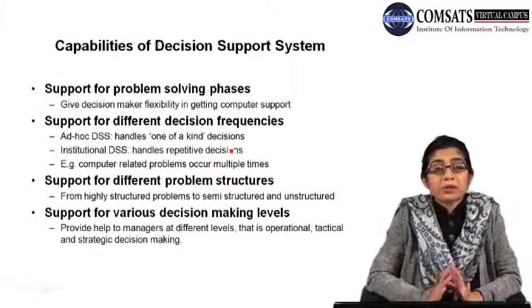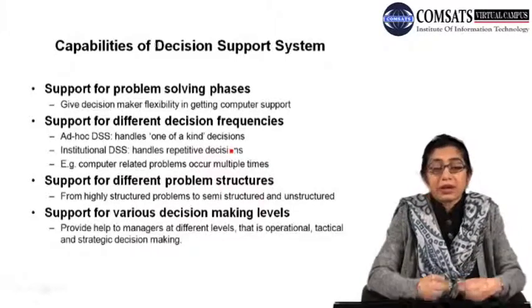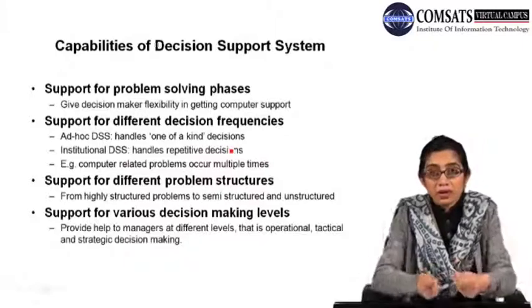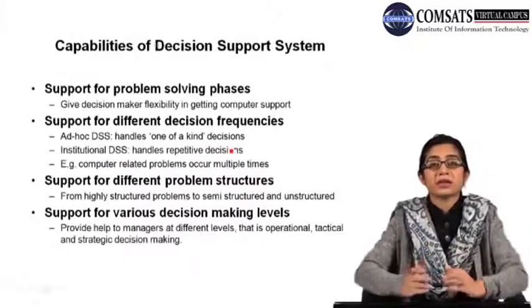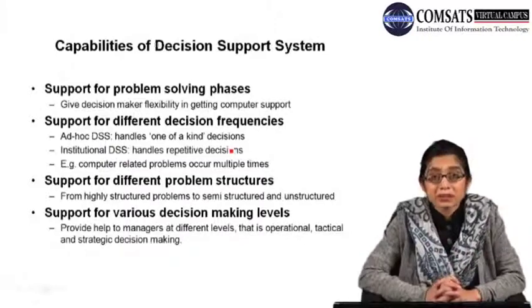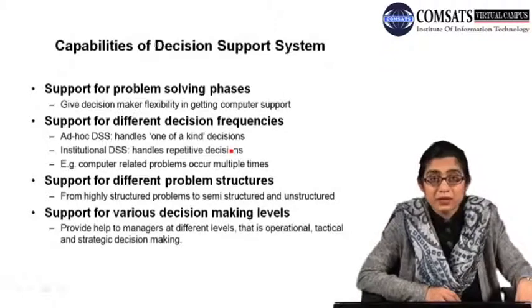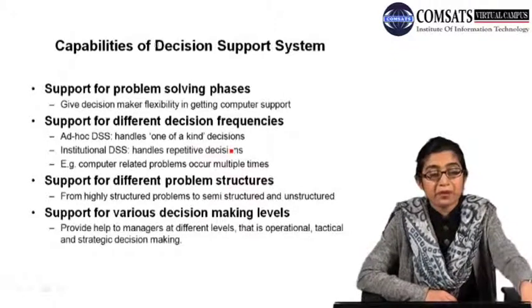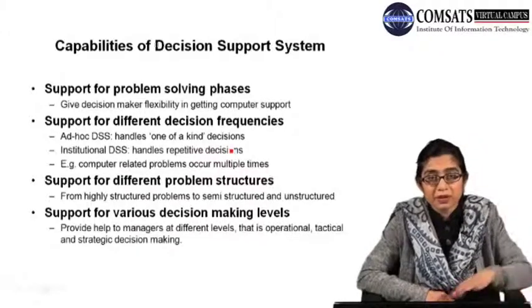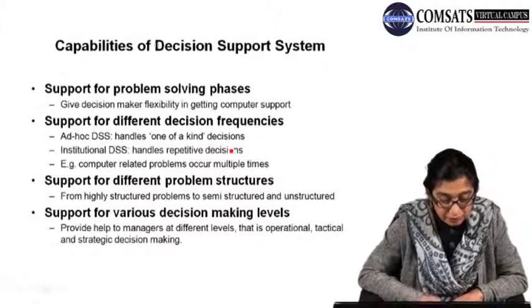Also, management information systems are more about providing information in the form of reports, summaries, and comparisons. So it is more information centric, whereas decision support systems are more decision centric. They are basically catering towards using the different decision making models and the different decision making phases as well.